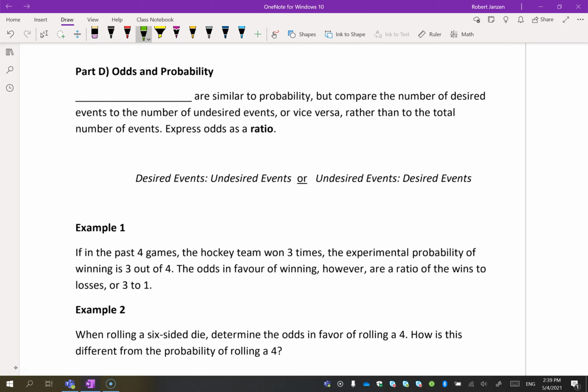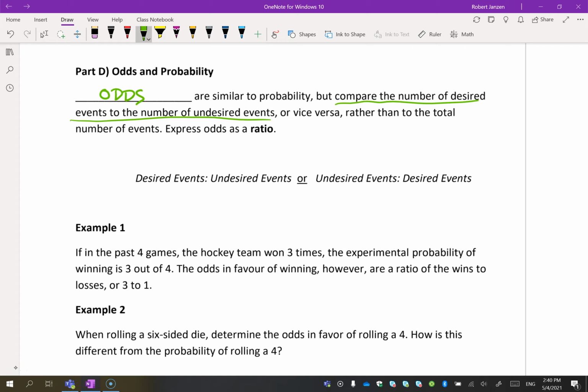This next lesson discusses what odds are compared to probability. Odds, in other words the odds of winning, are similar to probability. They use the same theoretical probability, but they express it in a different way. They compare the number of desired events to the number of undesired events. So you should understand that. Or vice versa, rather than to the total number of events.